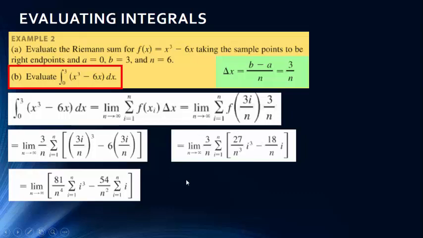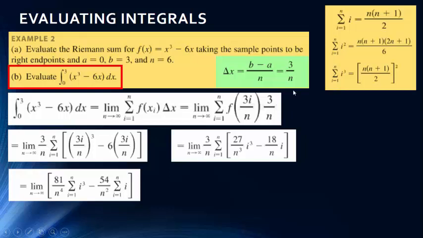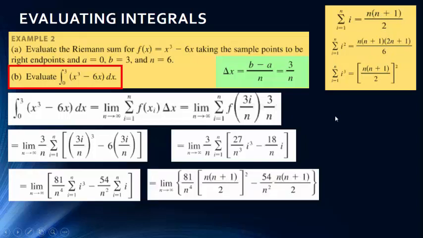All right? So now I'm going to rewrite this using the formulas that you need to memorize. The summation of i cubed is n times n plus 1 squared over 2, and the summation of i is n times n plus 1 over 2. So let's rewrite that. All I've done now is use this substitution, and I've substituted in here the formula for the summation of i cubed, and the formula for the summation of i. All right?